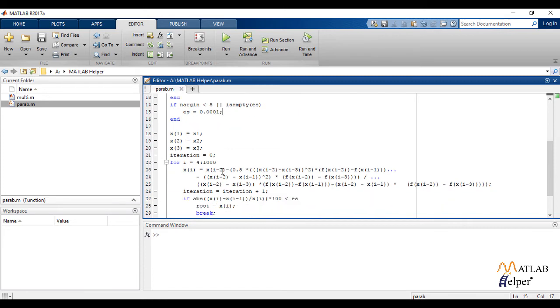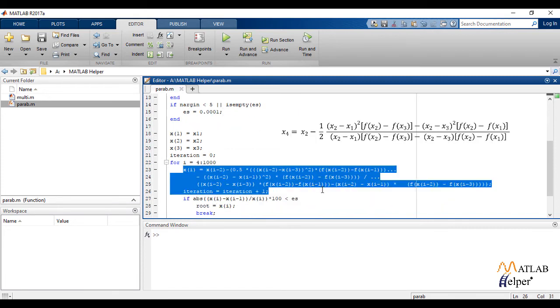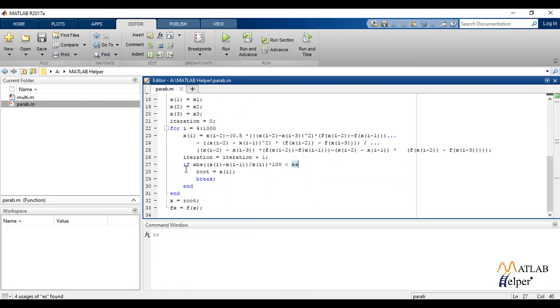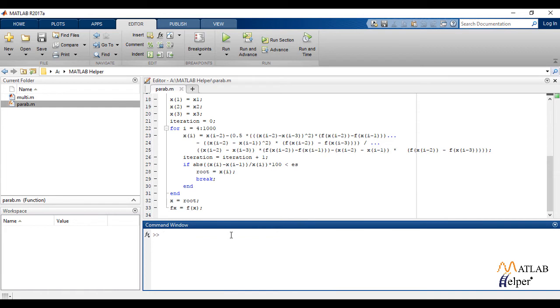Next we perform the iterations and implement the parabolic formula, and after every iteration we write iteration equals iteration plus 1, find the absolute value, and store it in root. x equals root will give us the location of this one-dimensional optimization, and fx equals f of x. So let us run the code.